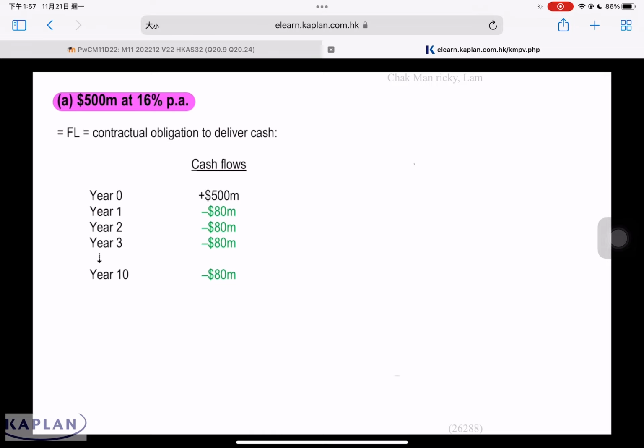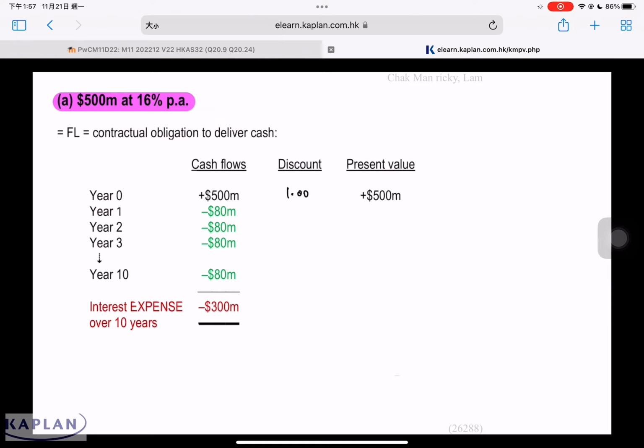If you add up this column, the net amount is $300 million. This $300 million we discussed just now is considered an interest expense over the 10 years. So if it's an interest expense over 10 years, we have to consider how much the interest rate effectively is. A little bit of discounting, present value. $1 now is equal to $1. $500 million now is equal to $500 million. We have to consider what's the interest rate to discount all these so that present value is equal to 500, which is NPV equals 0.